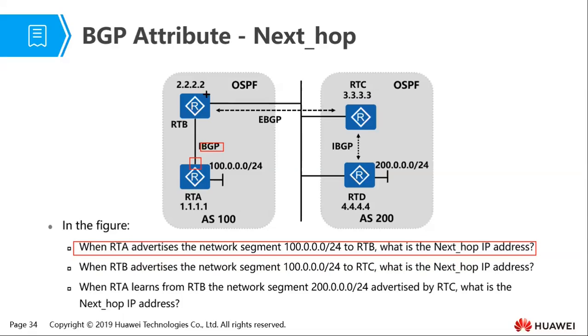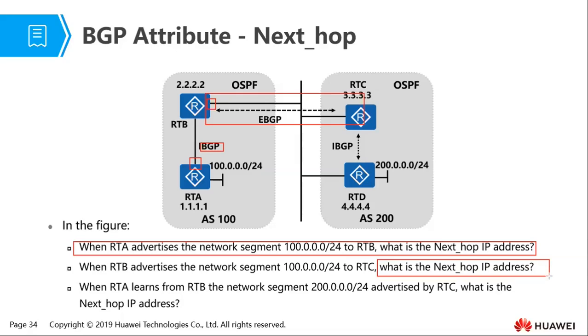Now, what happens when RTB advertises this route to RTC? What will be the next hop? When EBGP neighbors exchange routes, the next hop is placed as the interface that has established the EBGP peer relationship with the EBGP neighbor. So that will be the next hop for this particular scenario here.